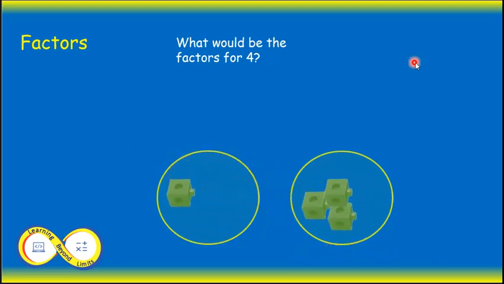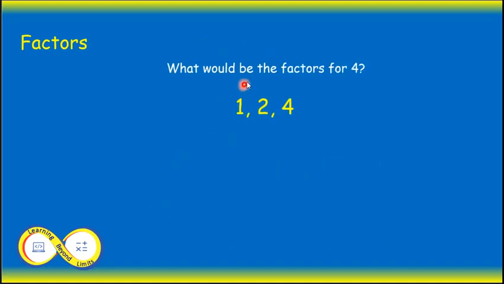We cannot group 4 into groups of 3s because here we have 3, but in the other group we have 1 remaining. And remember, the groups have to be equal, an even amount in each group. So recap, 1 is a factor of 4, 2 is a factor of 4, and 4 is a factor of 4.